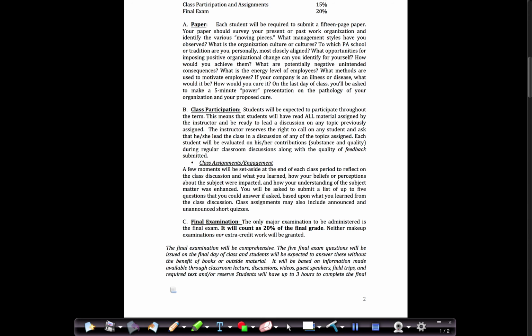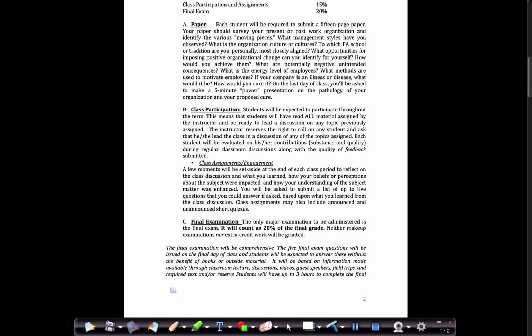Your paper should survey your present or a past work organization and identify the various moving pieces. Now, as we go through these first 5 or 6 chapters or sections of the org theory textbook that we're using, the reader that we're using, please note the different schools that we'll be identifying, and I would expect your paper to look at your organization structure, to talk some about the culture, the different school or tradition that your organization seems to fall within.